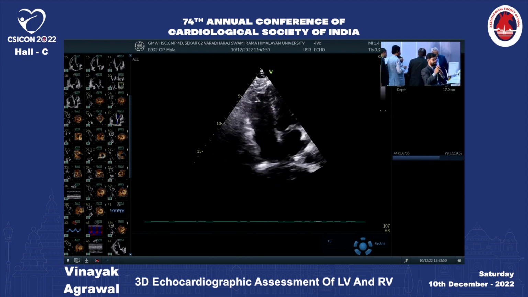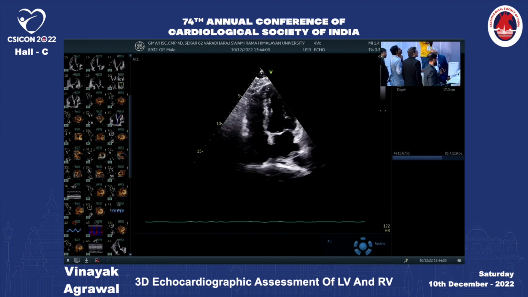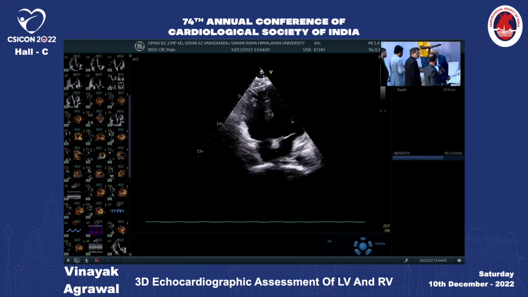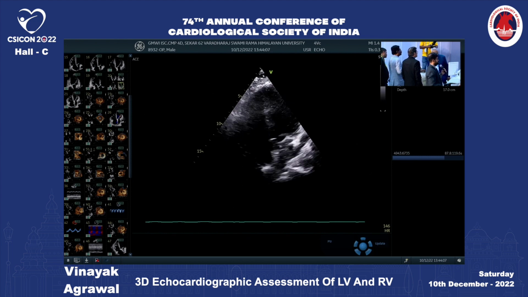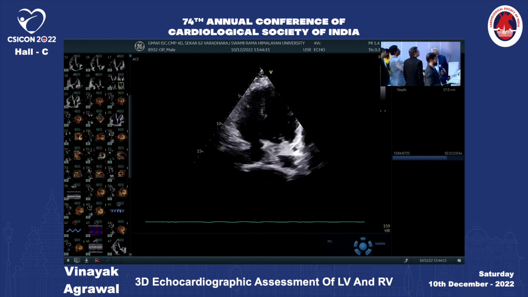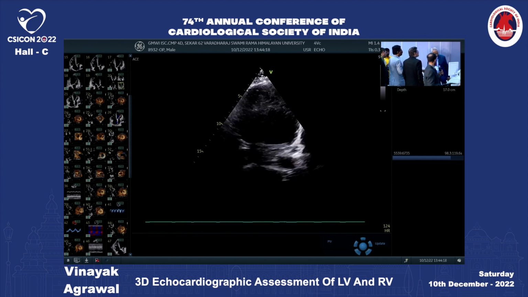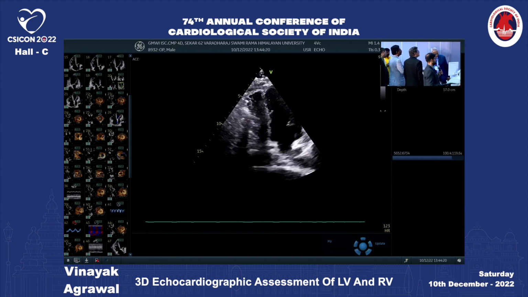Another thing is angulation. If you tilt it anteriorly, you will get the aorta, which should not come. If you tilt it posteriorly, you will have the coronary sinus. So both should be avoided while getting the RV focused apical four-chamber view.